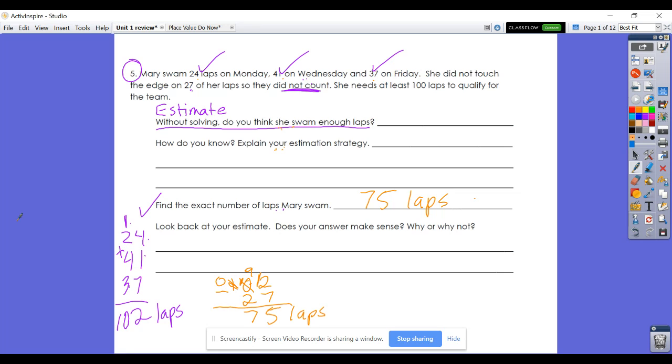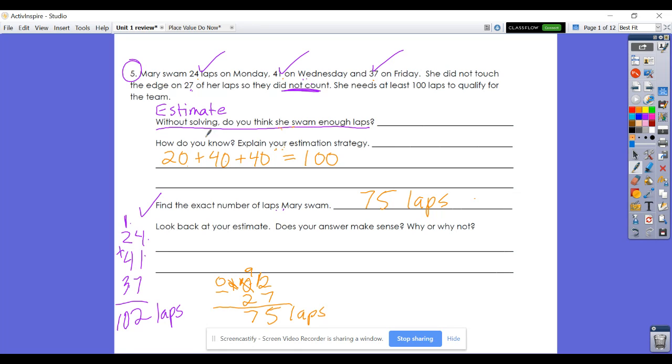Let's go ahead and use Emily's estimation with rounding. We're going to round to the nearest 10. So 24 we'd round to 20, plus 41 we'd round to 40, and 37 we'd round to 40. So we ended up rounding two up and only one down, okay? And we can add those really easily in our head, right? And right away we have 100, okay?